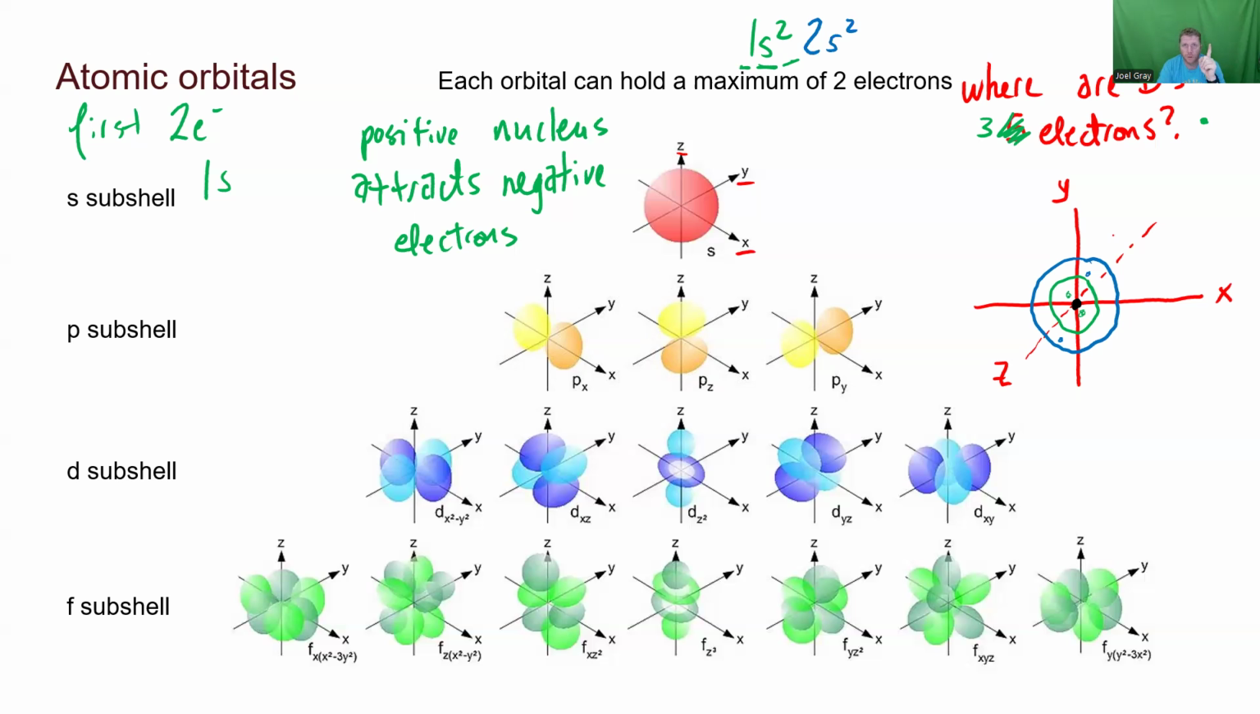So the first 2 electrons in every single atom of every single element are in the 1s orbital. The next 2 are in the 2s orbital. The next electron, our 5th electron, is going to be in the next subshell. Our next subshell is known as the p subshell. So that p subshell we label as our 2p subshell.